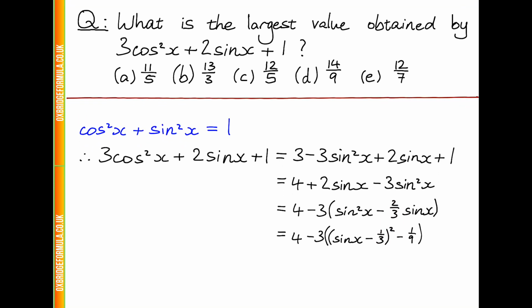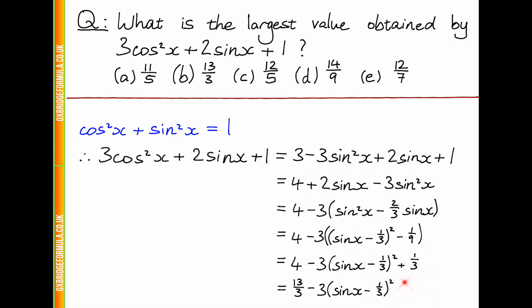And now what can we do? Well, we can multiply everything inside these brackets by this minus 3. And we can group together the 4 and the third as constant terms. And we see that our expression is equal to 13 over 3 minus 3 times sin x minus a third squared. So this is the full completed the square version of this expression.